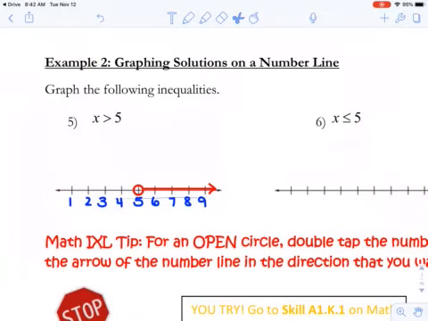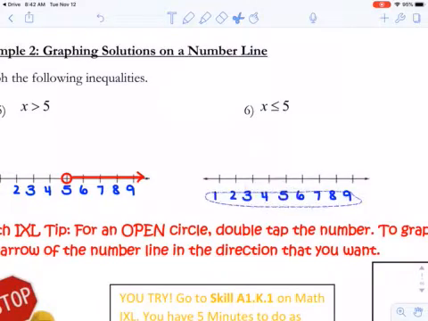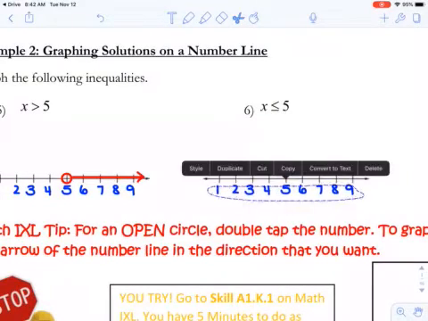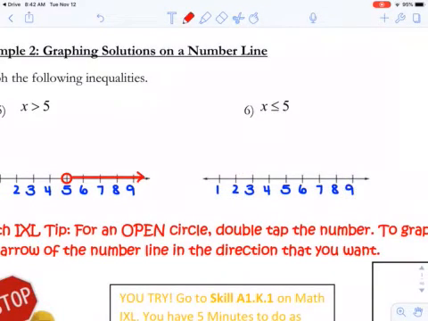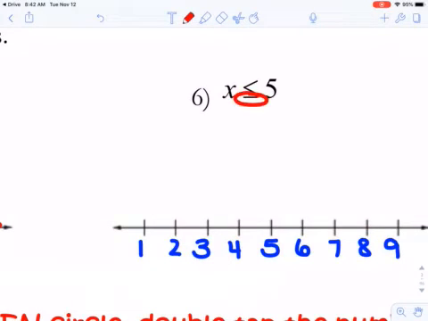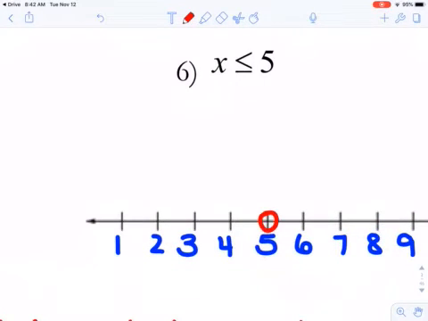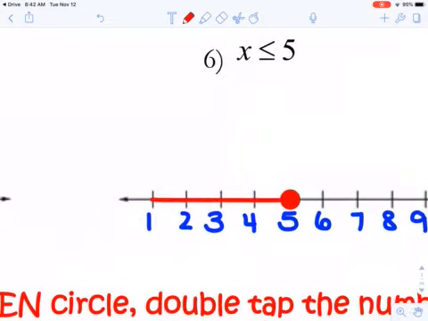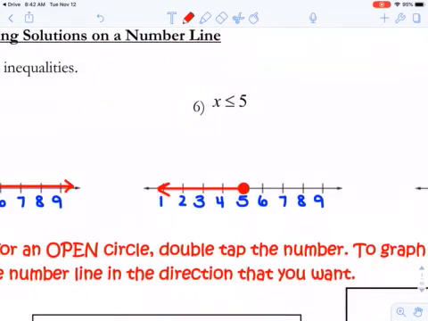So what I'm going to do for the next one, I'm lazy. I'm going to copy and paste these numbers here. Put them on the number line. This is less than or equal to. So since there is an underline there, it means we're including the number 5 in our solution. So that's why we fill in the circle. Less than is going to go to the left because it's all numbers smaller than 5, which are the numbers over here.